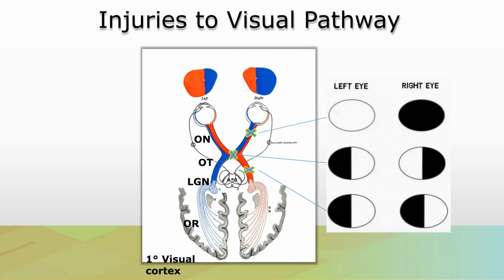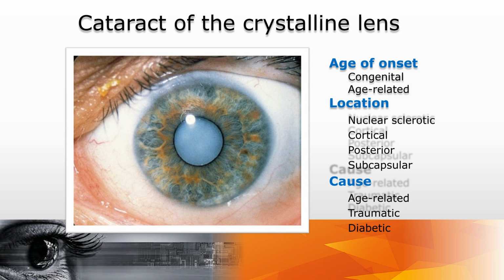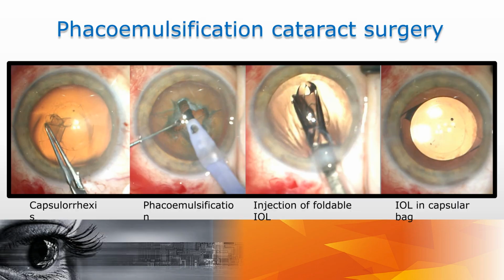This diagram illustrates the effect of injuries at different points along the visual pathway, from the optic nerve to the primary visual cortex. This is another view of the visual pathway. Cataracts of the crystalline lens are classified by age of onset, location, such as nuclear sclerotic or cortical, and cause, including age-related, traumatic, or diabetic.